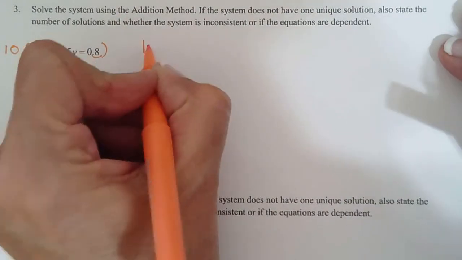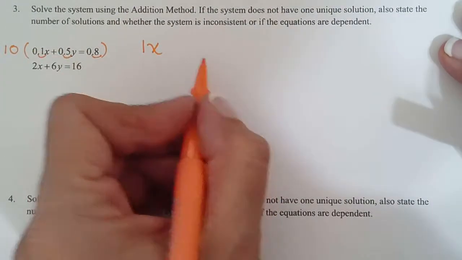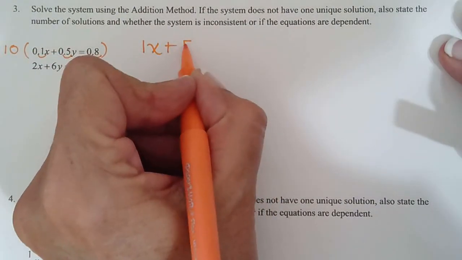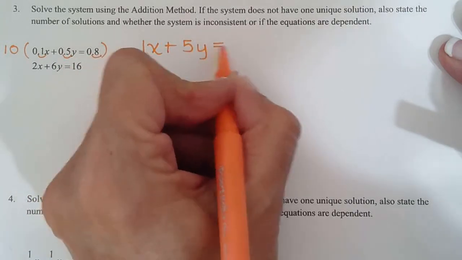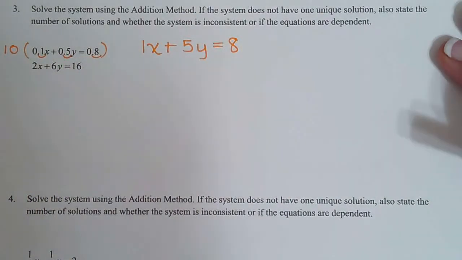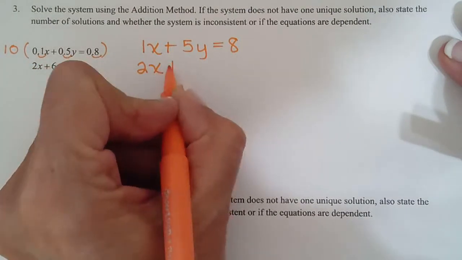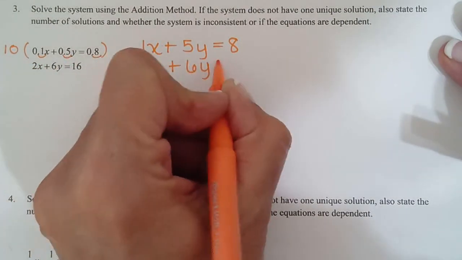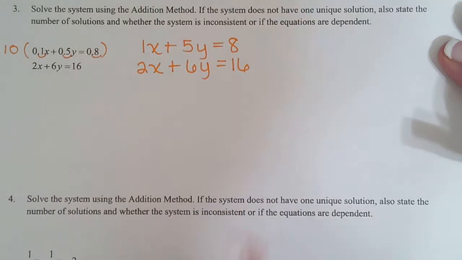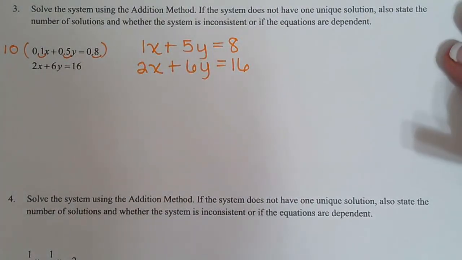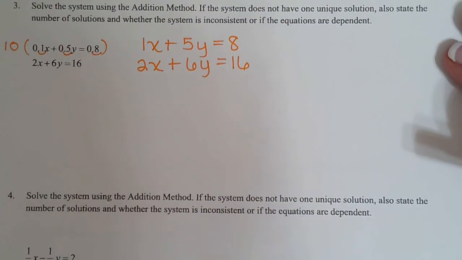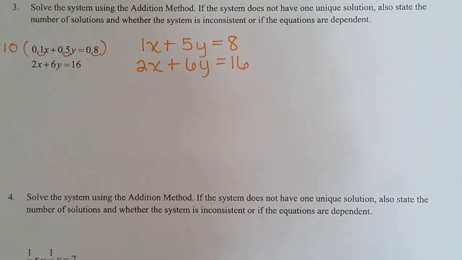So now I have 1x plus 5y equals 8. Nice whole numbers. And my other equation is 2x plus 6y equals 16. So they're both in standard form. No decimals or fractions are left, so step 3 is try to make opposites. So look at your x and y. Which one would be easiest to make opposites?